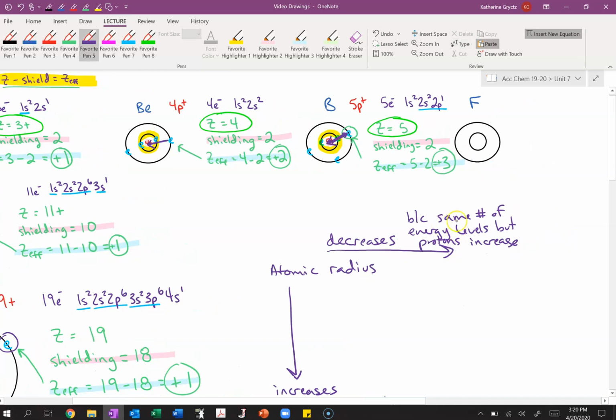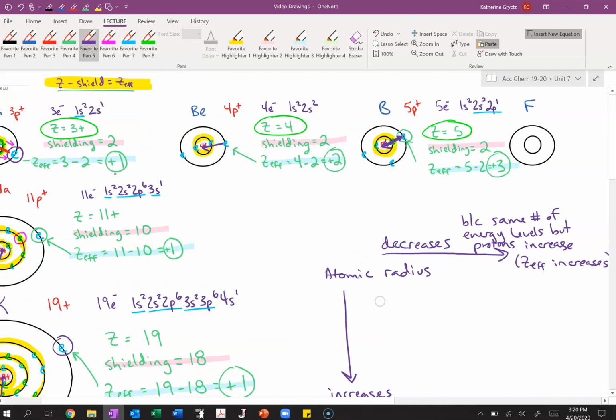Some people will just say, for energy levels and protons, we'll simplify this down to Zeff increases. That's what's happening if you look at our Zeffs. That was going up because the protons kept going up every time, but the energy level, which is responsible for our shielding, kept staying the same. That's what the Zeff is. And it's really hard to get in your head that the bigger the protons are, the smaller the atom is. But you've got to remember, the protons are the things sucking everything in toward it. They're pulling them all in toward them, which makes the atom smaller.